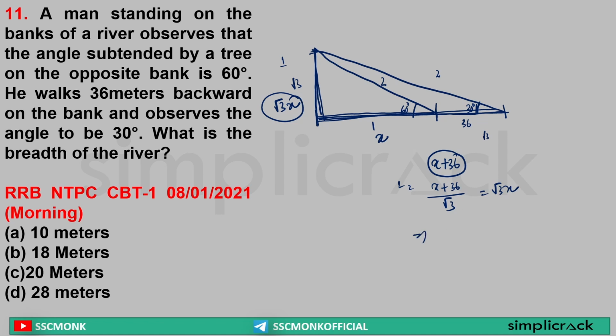So I will solve the simple question. Root 3 x minus x is equal to 2x, which is equal to 36. x is equal to 18. That is option 18.